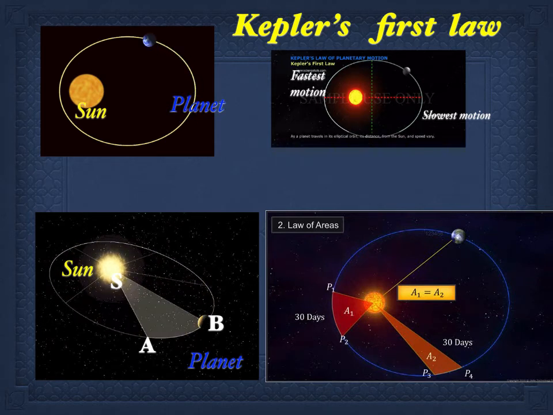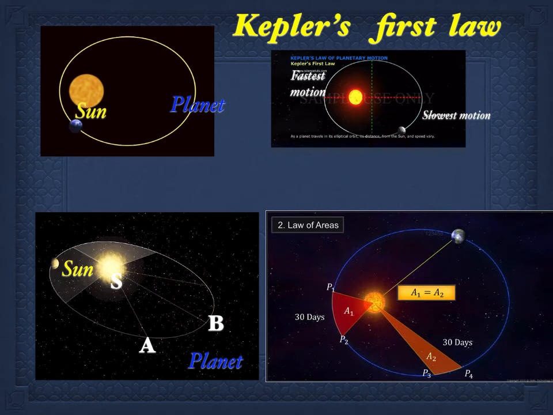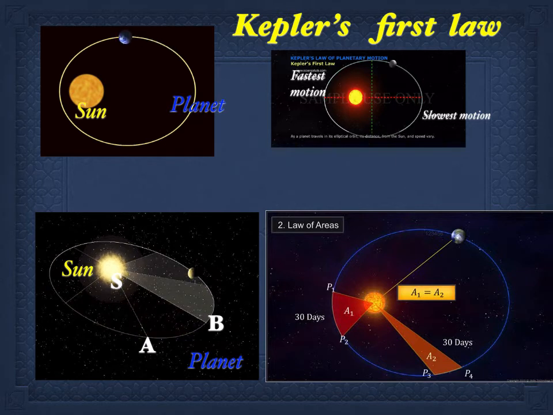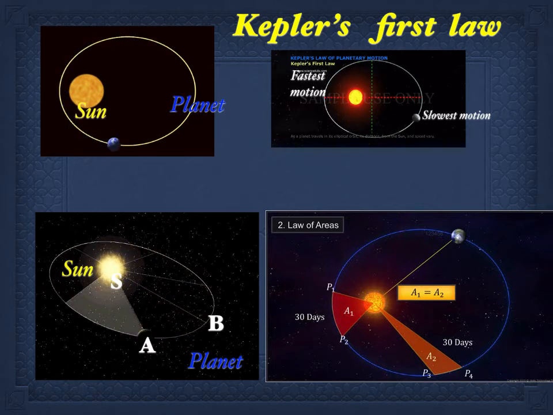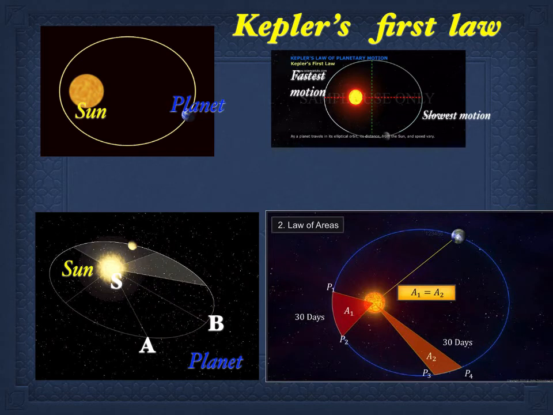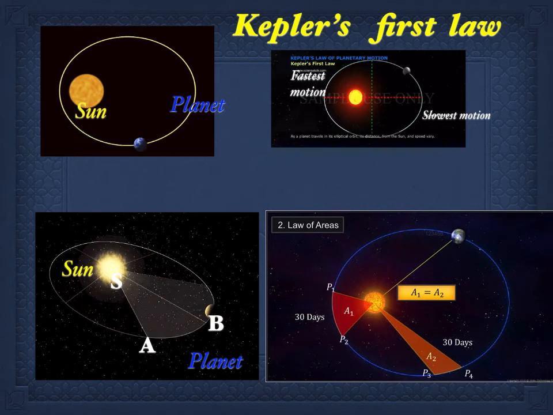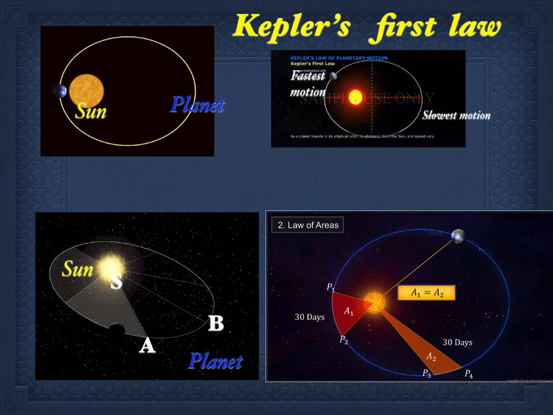So the area we can consider as ASB, or P1 S P2, represented by an area A1. So we can say that the line joining the planet and the sun sweeps or covers an area ASB, or P1 S P2, in 1 month.